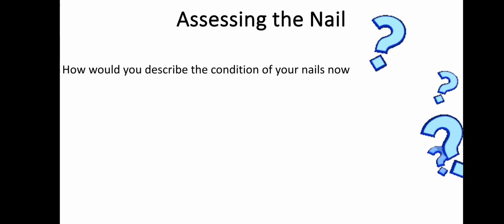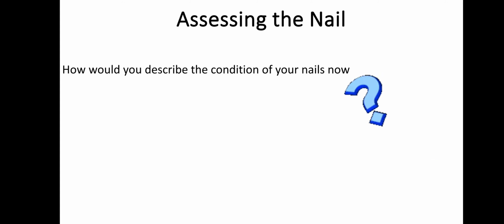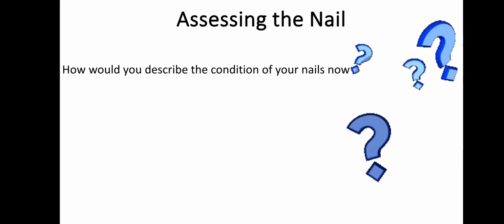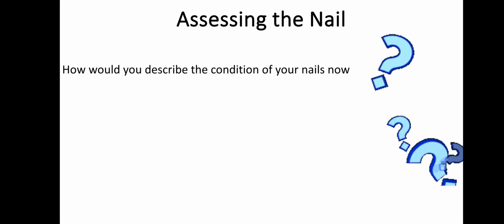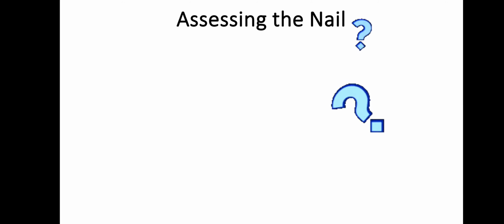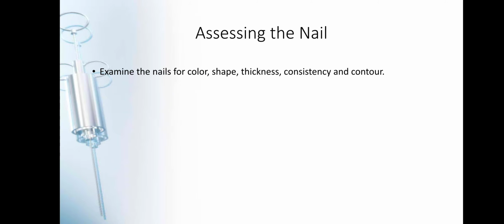So next, let's go with another component of the integumentary system, assessing the nail. So we have the conditions, we have questions somewhat. How would you describe the condition of your nails now compared to previous months ago? Okay. Have you been ill recently? Okay. So pwede yan siya. So assessing the nail, you examine the nails for color, shape, thickness, consistency, and contour.